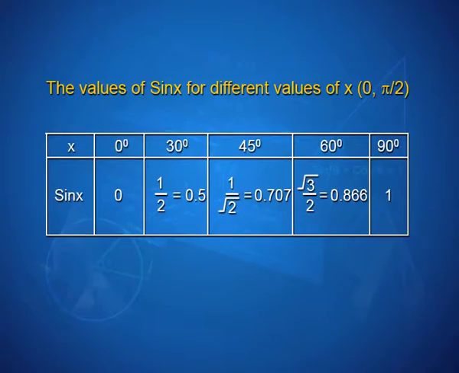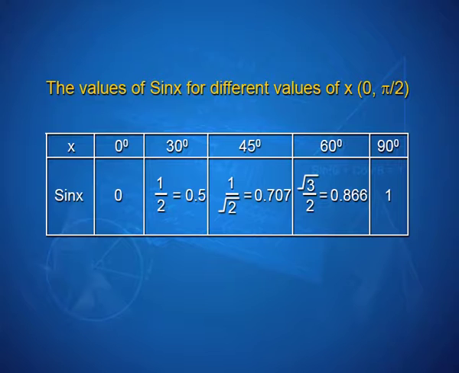Now, let us first take up the graph of function y is equal to sin x. Since sin x is a periodic function with period 2 pi, we will draw the graph of y is equal to sin x in the interval 0 to 2 pi. For this, we first draw it in the interval 0 to pi by 2. The values of sin x for different values of x in the interval 0 to pi by 2 are as follows.